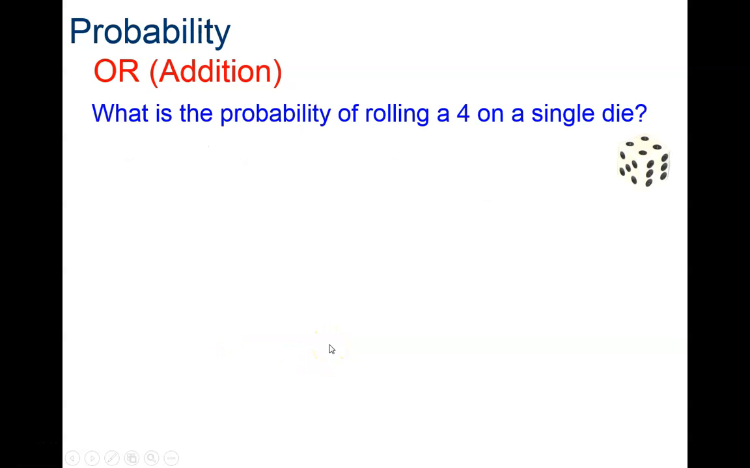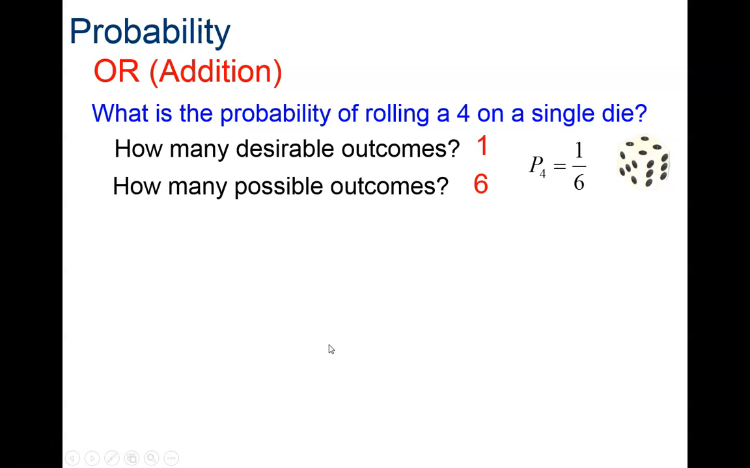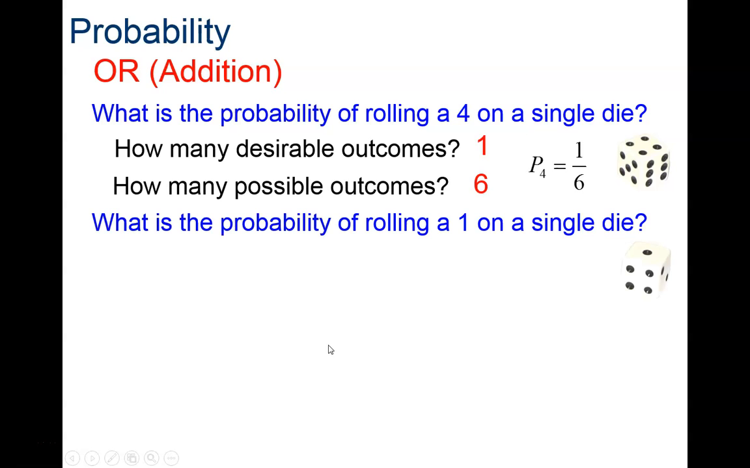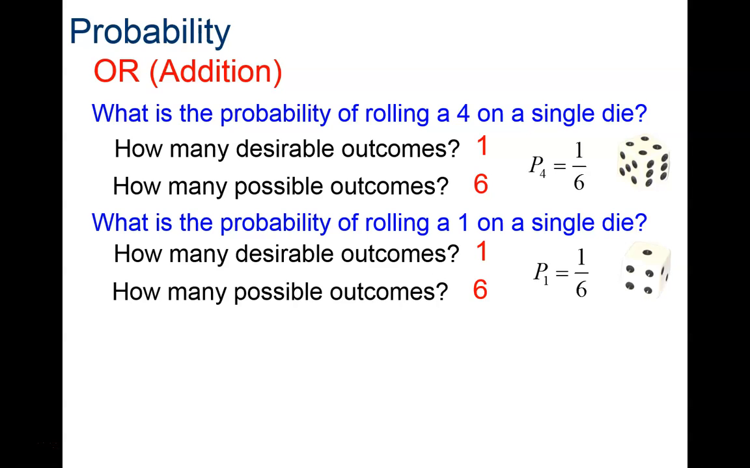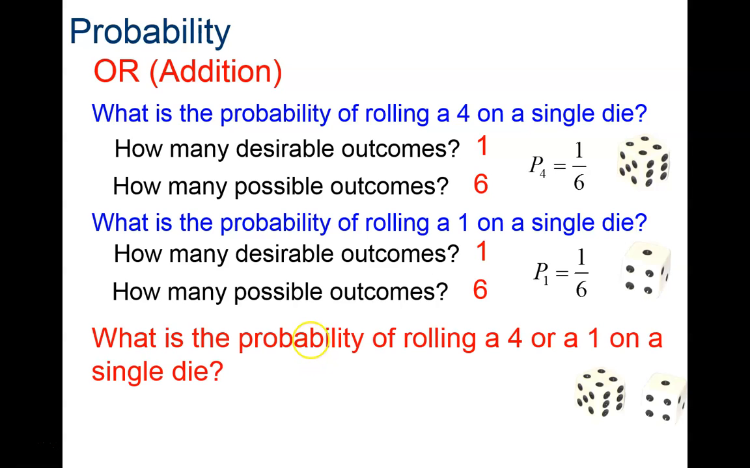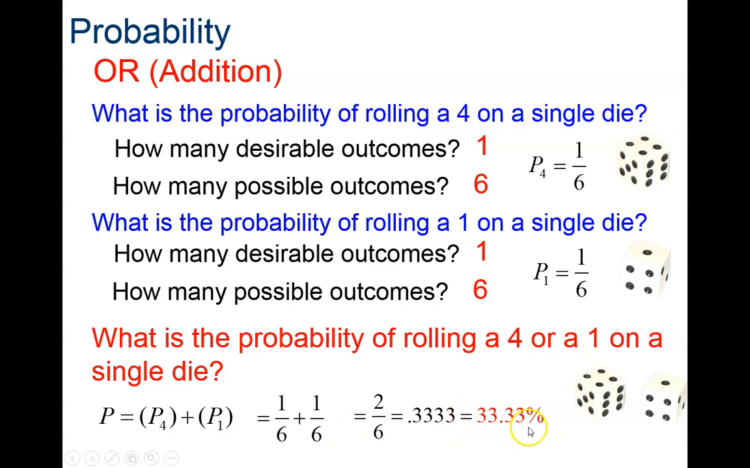So what's the probability of rolling a 4 on a single dice? 1 out of 6. What's the probability of rolling a 1 on a single dice? 1 out of 6. What's the probability of rolling a 4 or a 1 on a single die? Well, since it's "or," we're going to add them. So it's 1/6 plus 1/6, which gives me 1/3 or 33%. That should make sense with what you know about probabilities from just going through life and that kind of thing.